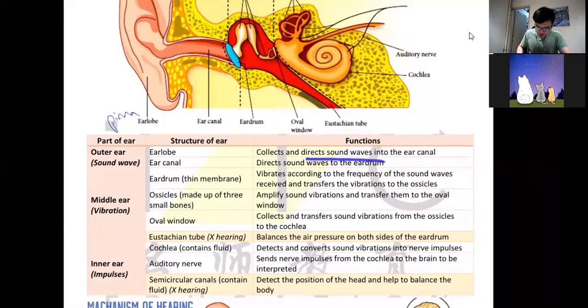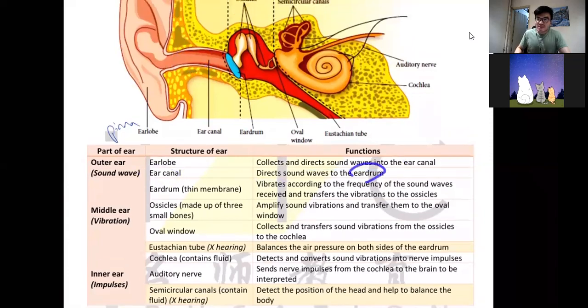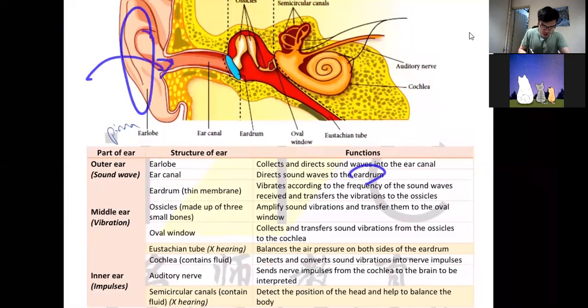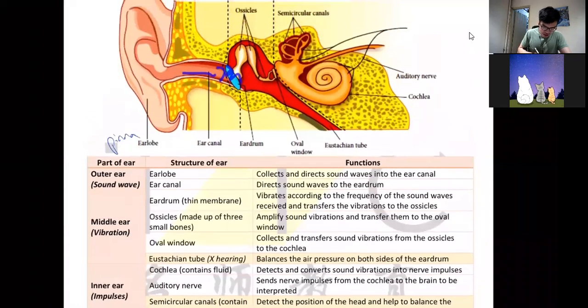So what's the function of the canal? The canal directs sound to the eardrum. This part directs the sound into here, and this part directs the sound into here. So it will direct the sound to your eardrum. This is our outer ear already. So let's talk about our eardrum.